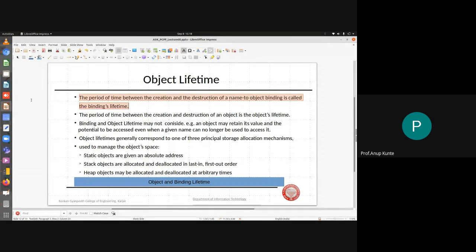When do I say that an object is live? Whenever there is a time between the creation and destruction of the name to object binding, that is called the lifetime of the object. So object lifetime, please understand, is not a continuous time representation. My object may be live for a certain duration of time in the execution of a code, and during certain parts of the execution of the code, the object may not be live.